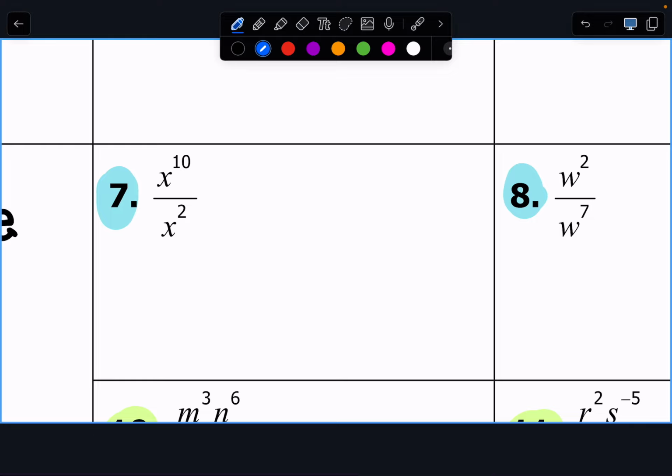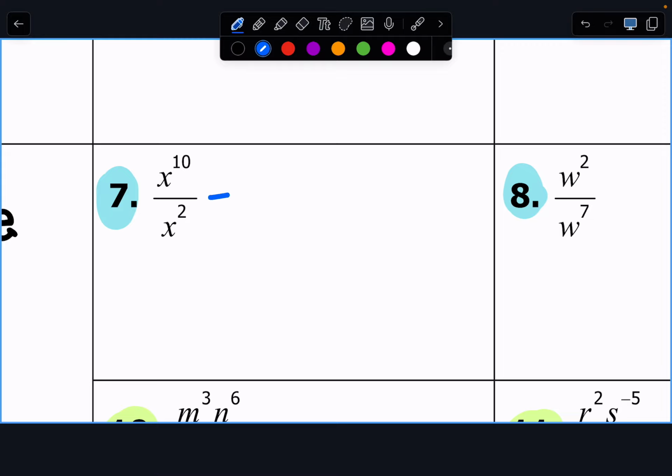Okay. All right. Yeah. I don't know how to do this one. What is 2 minus 7? How is it back to minus? I thought it was division now. If we're dividing, then we subtract our exponents. Okay. All right.